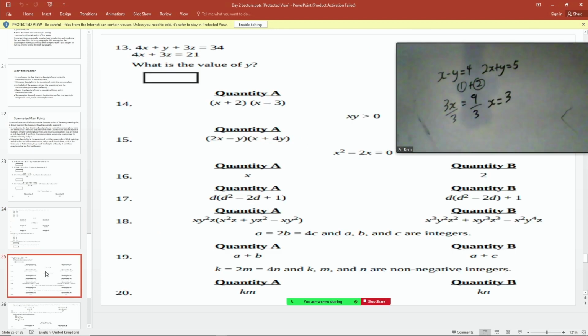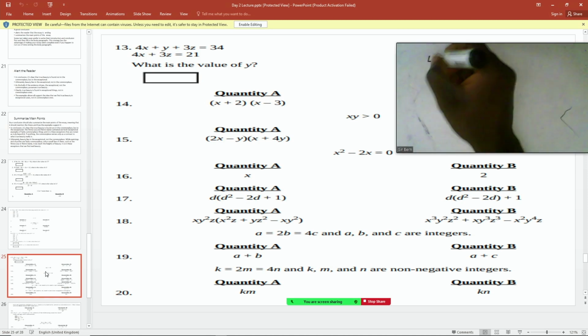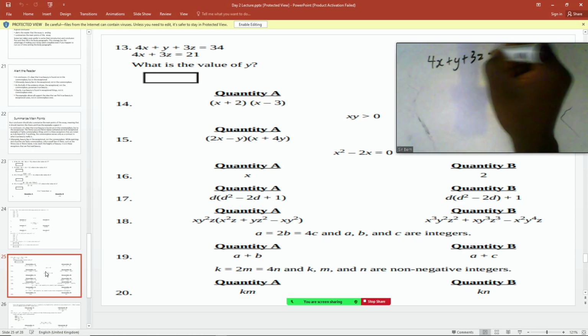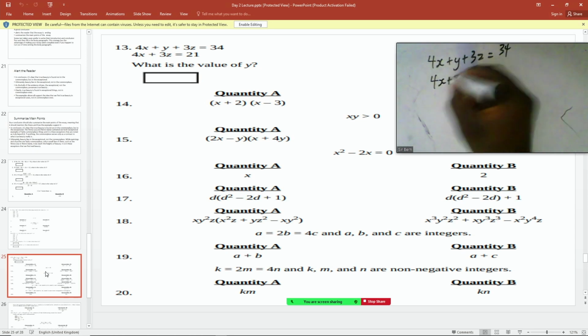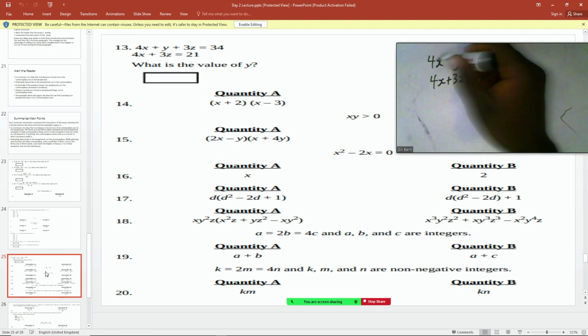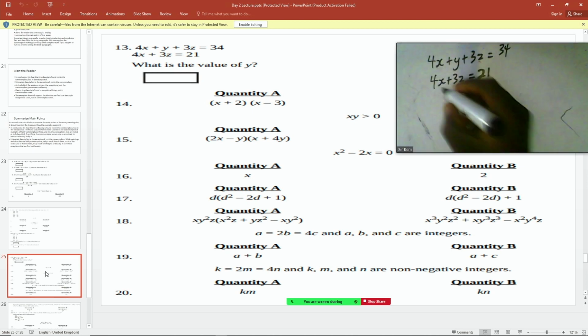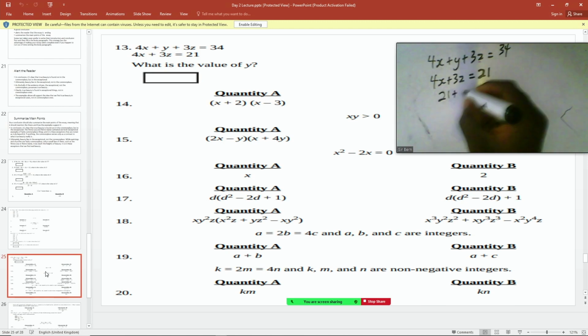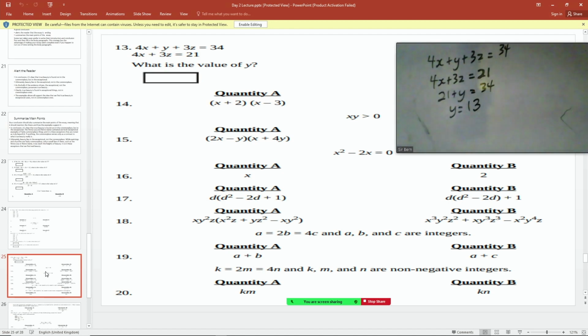Question 13, we are looking for y. The question gave us first equation 4x plus y plus 3z is equal to 34. Then 4x plus 3z is equal to 21. So what you need to realize is that in the first equation, we have 4x plus 3z there, and they are saying that is equal to 21. So wherever you see 4x plus 3z, you can equate that to 21. So our equation will now turn into 21 plus y is equal to 34. Then we find y from there. y would be equal to 13. So our answer is 13. That's what we type into the box. Then we can move on to question 14.